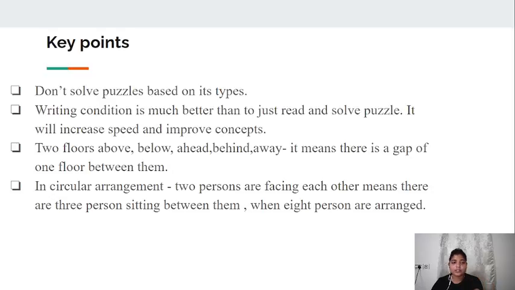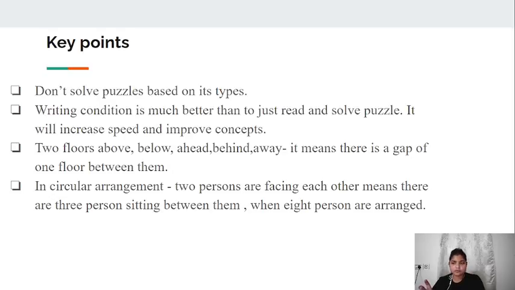It is a very important thing. If there is a word like above, below, ahead, behind, away, that means just make it 1 less floor, as said in the question. I hope you get it. You are getting it, and we'll see all these conditions while solving puzzles also, because a puzzle doesn't require any theory. It's a practical way of learning, and this is very important in circular arrangement.